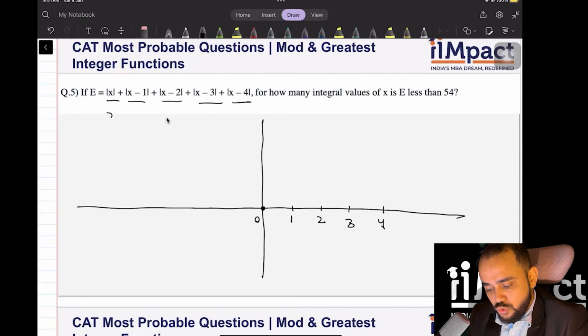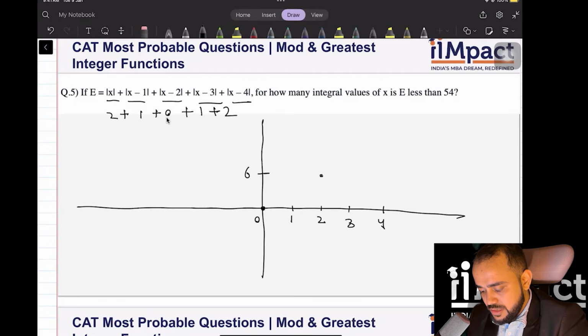You will get 2 plus 1 plus 0 plus minus 1 mod, that is 1, plus minus 2 mod, that is 2. You will get 2 plus 1 plus 0 plus 1 plus 2, which is 6. So this is going to be 6.